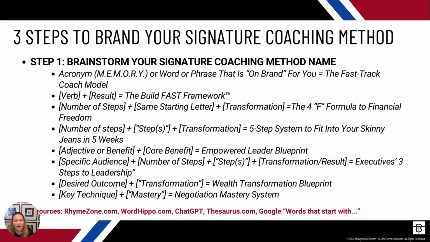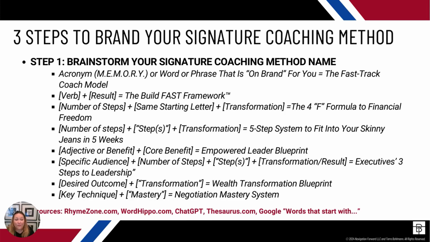Another one that works really well is the number of steps with the same starting letter. It's why I like 6 steps, the 4F formula, right? And then you can play with the steps in the same starting letter. That gives that alliteration again. The example I gave, the 4F formula to financial freedom, might be a little overkill with the F's, but you get a general idea. Another one could be a number of steps plus the word steps plus transformation. So it could be like the 5-step system to fit in your skinny jeans in 5 weeks or less, or something like that. It's a little long, but you can play with that type of thing as well.